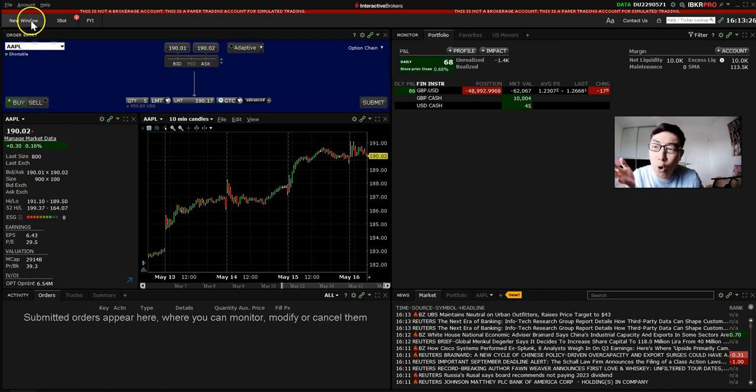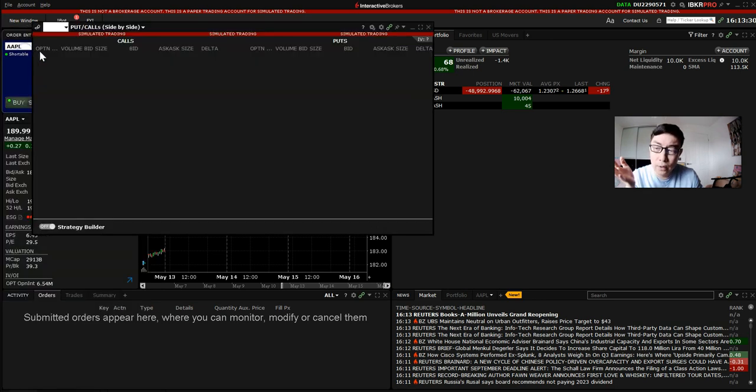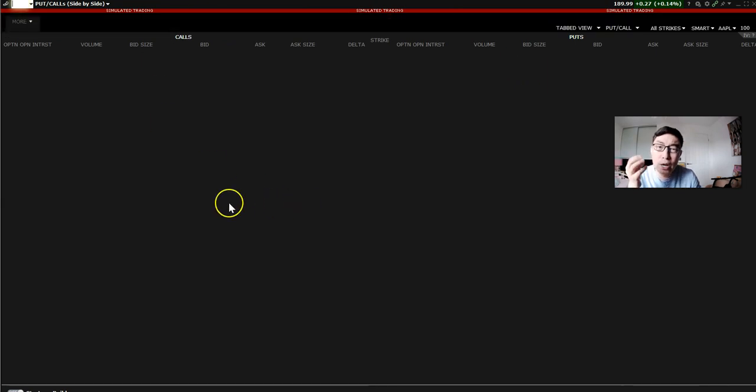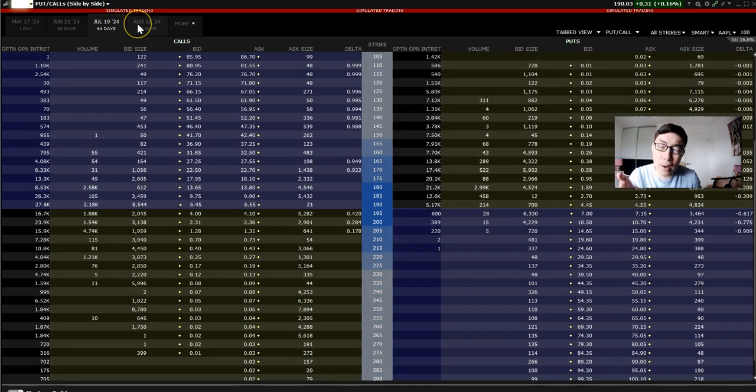In the event of options, it's a little bit different. You click on new window and you click on option chain. That will then open up the option chain for the stock Apple, and these are the expiration dates. When do you want the contract to expire?